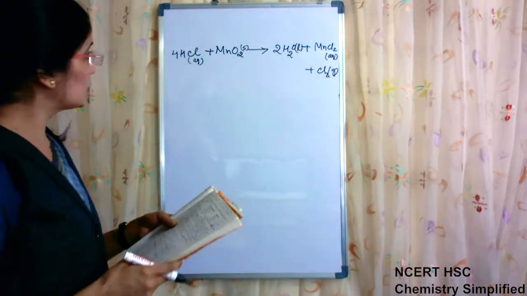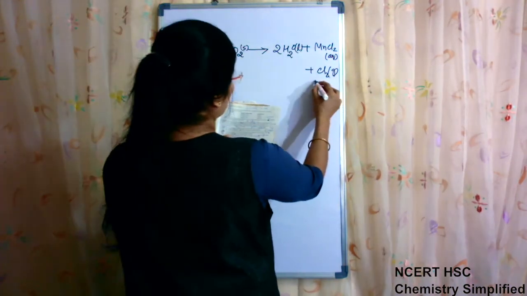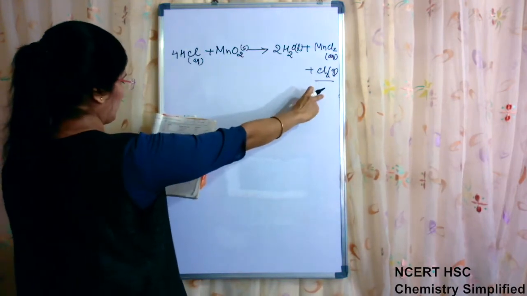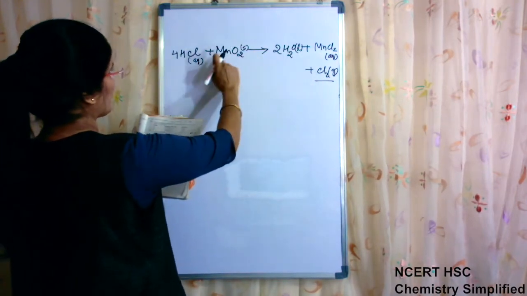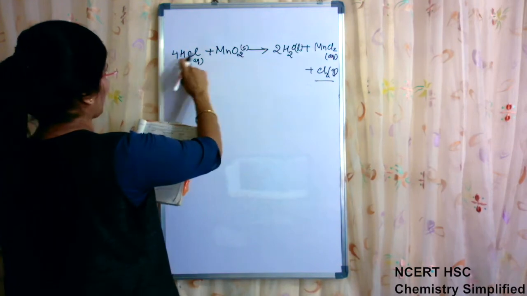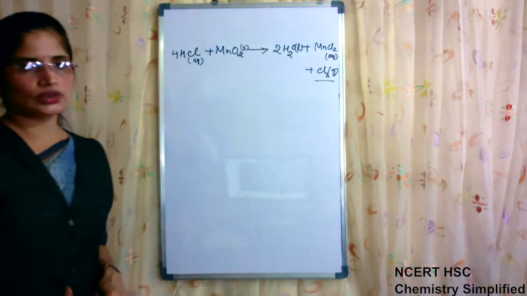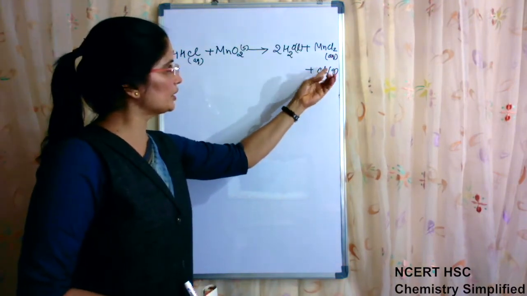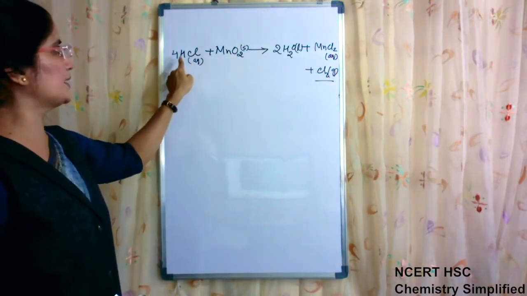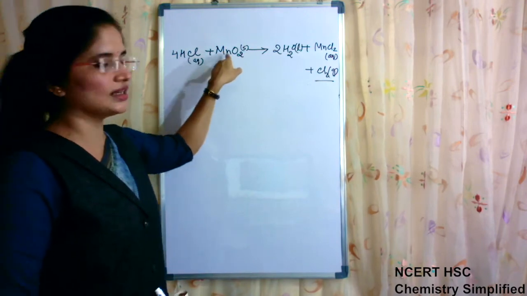I am again reading. Chlorine is prepared in the laboratory by treating manganese dioxide with aqueous HCl according to the reaction. So the reaction is saying that we are preparing chlorine with the help of these two components, aqueous hydrochloric acid and manganese dioxide.